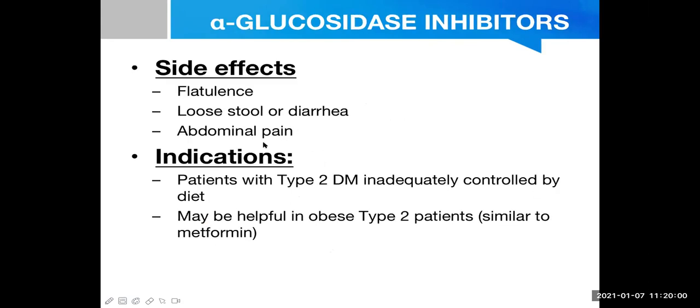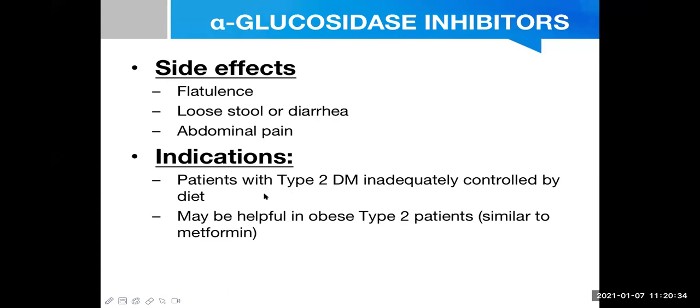Now, some of the side effects of acarbose will be flatulence, because it is not absorbed on its own. It remains there in the intestine, and that's why flatulence or excessive gas formation may be there. Also loose stool or diarrhea and abdominal pain. This loose stool or diarrhea may be caused because the carbohydrate which is not absorbed probably will convert into some acidic form later on in the distal colon. And that may result in loose stool or even diarrhea in some people.